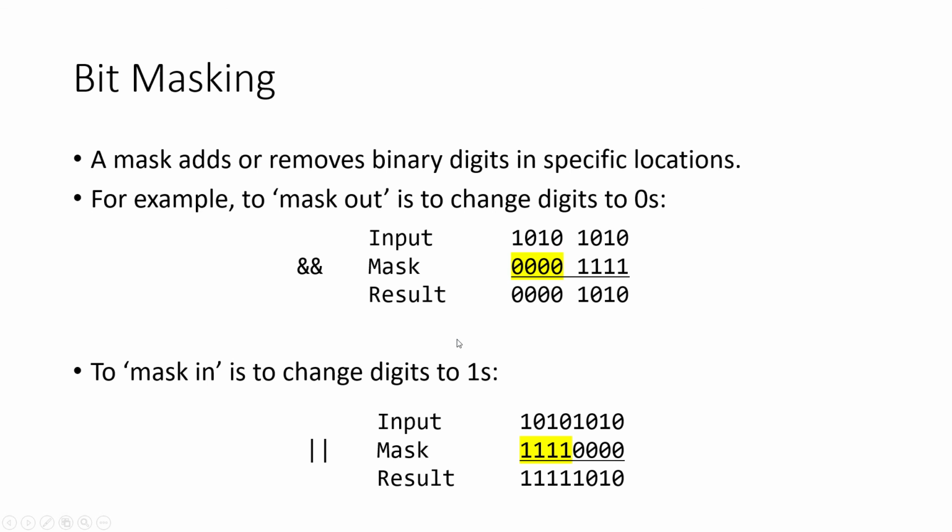You can also mask in data, and that is using an OR operation. If you OR things with a 1, so if you OR with a 0, first of all, then you get the same output. 0 or 0 is 0, 1 or 0 is 1. So OR with a 0, no change. OR with a 1, you're masking in a bit. It changes it to a 1 if it wasn't already.